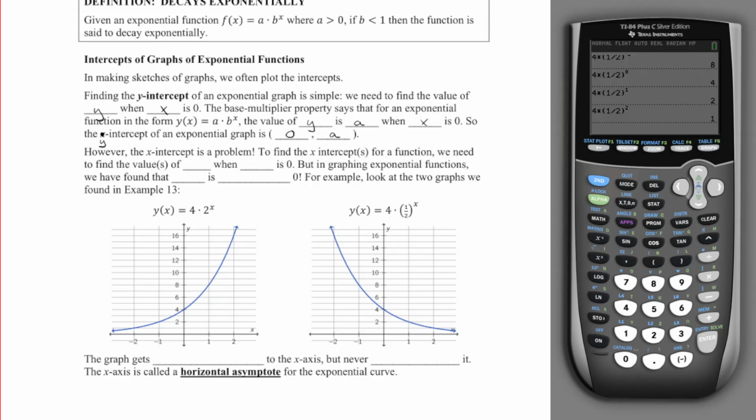That's easy. The x-intercept, though, is a problem. The x-intercepts for a function are the values of x when y is 0. But based on the patterns that we've just seen, y is never going to be 0. These are the two graphs that we found in example 13. And we saw that in one direction or the other, they get very, very close to the x-axis, but they never touch it.